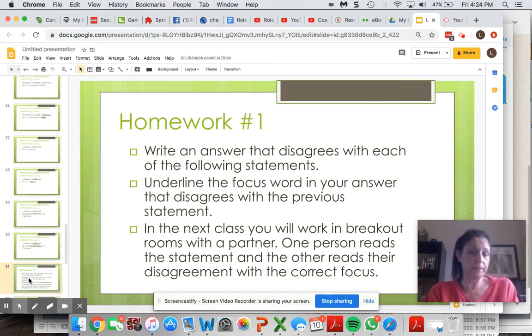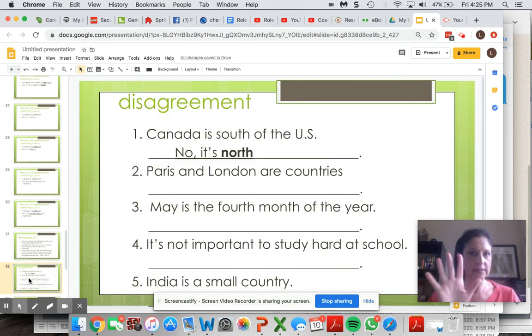This is your homework. Homework number 1. There are 2 homeworks in this assignment. There's a lot of words here, but then I'll show you what I want you to do. You're going to write an answer that disagrees. We're going to practice this disagreement focus word idea. Write an answer that disagrees with each of the following statements on the next slide. You're going to underline the focus word in your answer that disagrees. And then in our next class, we'll practice in our breakout rooms, saying your dialogues with the different focus words.